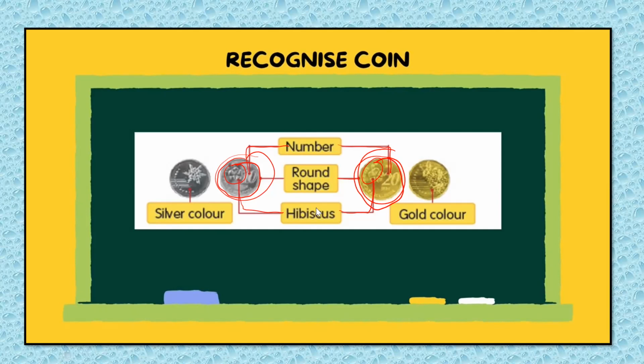You can see this in your textbook on page 12, class. And what is the difference when we compare 10 cent and 20 cent? Yes, the difference is in terms of color. 10 cent is in silver color, whereas 20 cent is in gold color. So there is only one difference, which is color. Okay, class?